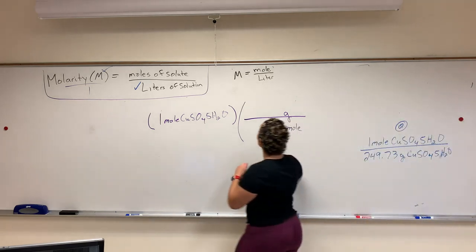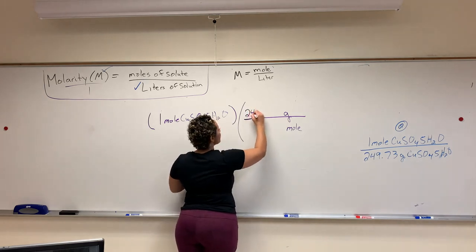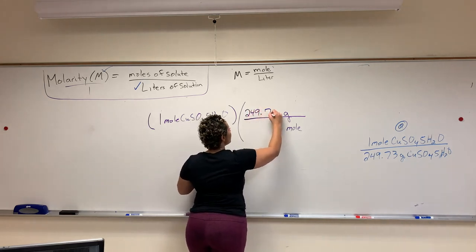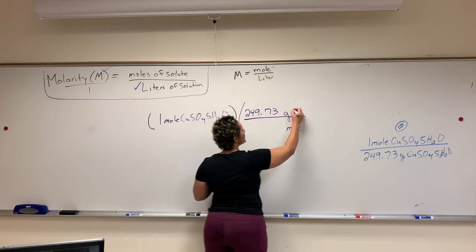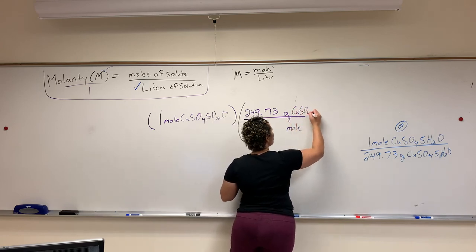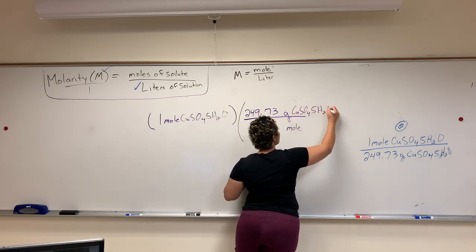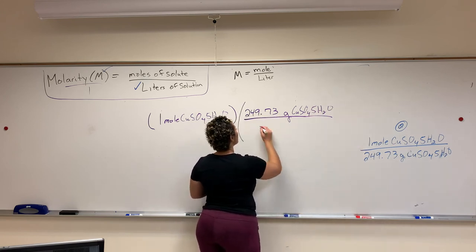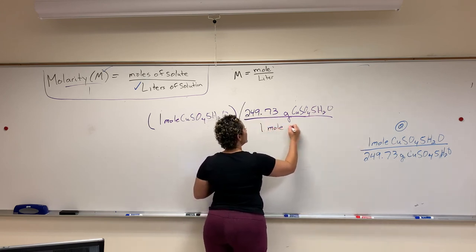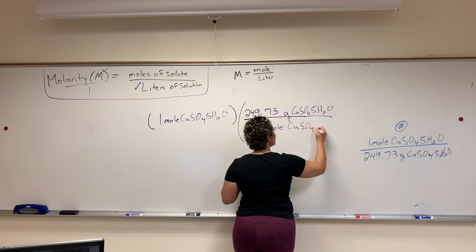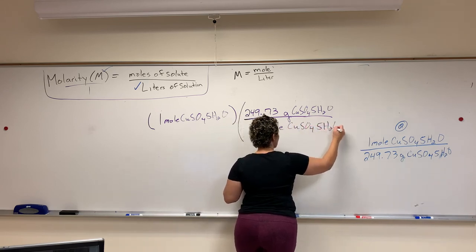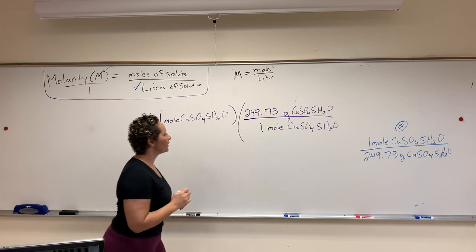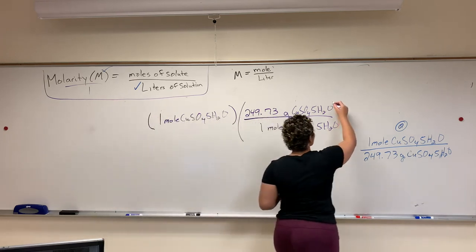So 249.73 grams CuSO4·5H2O are equivalent to 1 mole CuSO4·5H2O. There we go. All right, so now I'm gonna go ahead and erase this so I can get some more room.